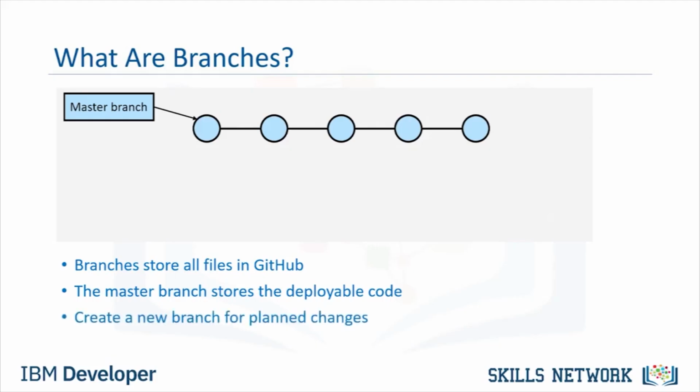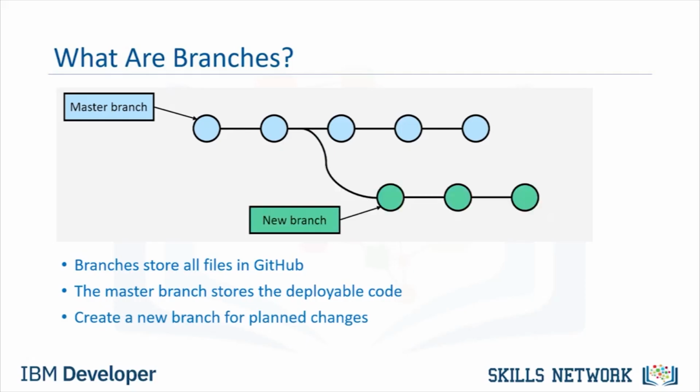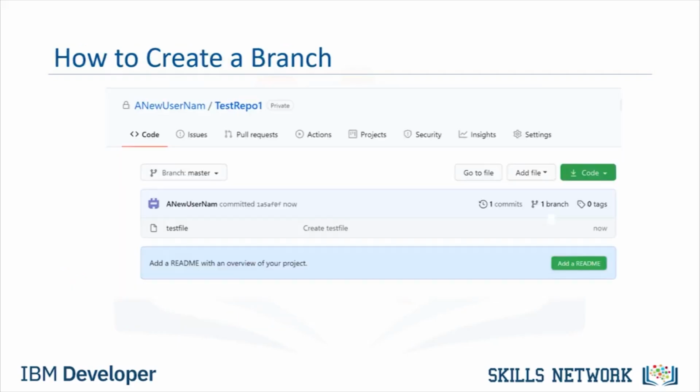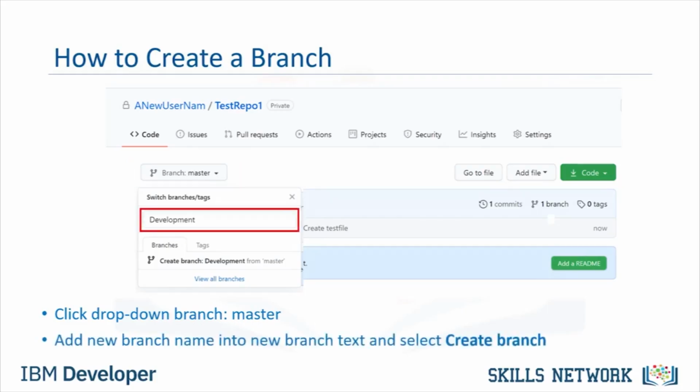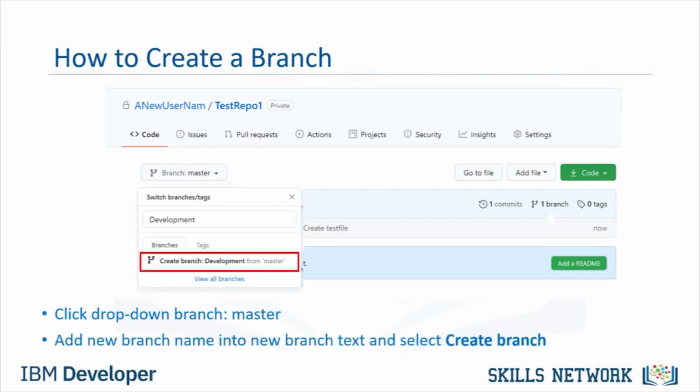When you plan to change things, you create a new branch and give it a descriptive name. The new branch starts as an exact copy of the original branch. As you make changes, the branch that you created holds the changed code. To create a new branch, click Drop-down, Branch, Master. Add New Branch Name into New Branch Text, and select Create Branch.